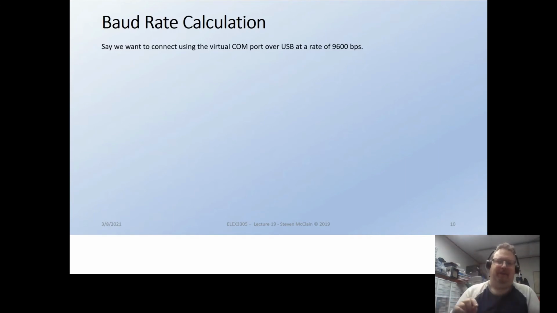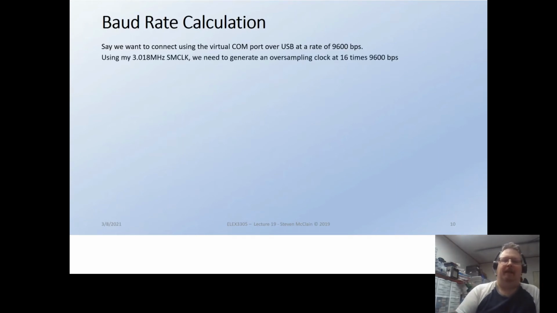A virtual COM port that's hooked up to a physical UART on the one chip, which is hooked up to a physical UART on the other chip. So I'm going to connect using the virtual COM port over USB at a rate of 9600 bits per second, which is a very standard speed. The number one format that you're going to get pretty much everywhere is 9600 baud, 8 bits, one start, one stop, no parity.